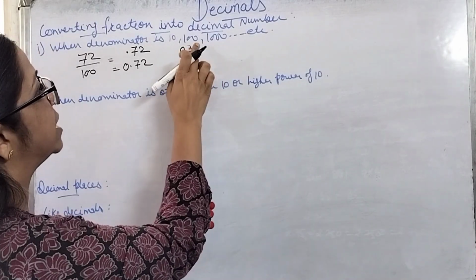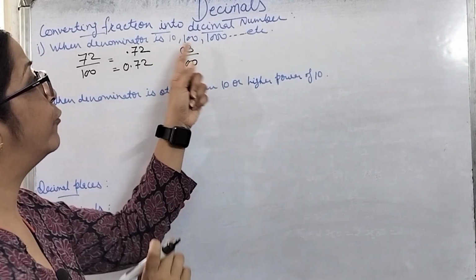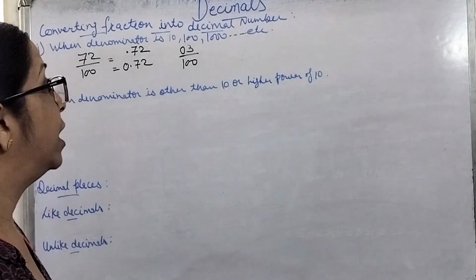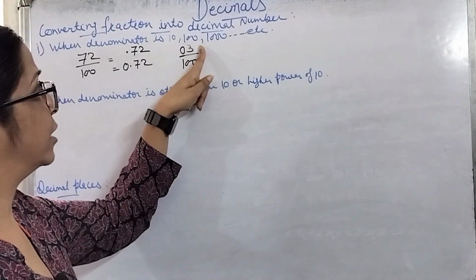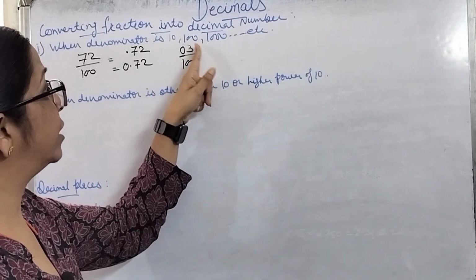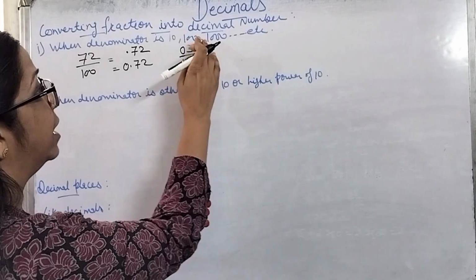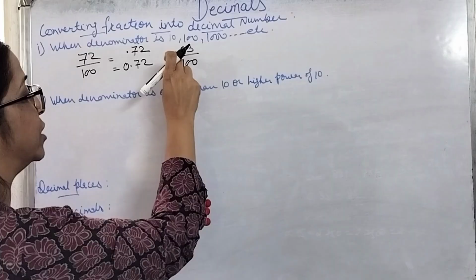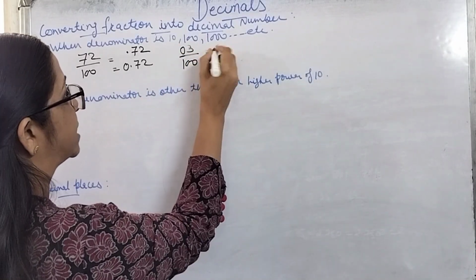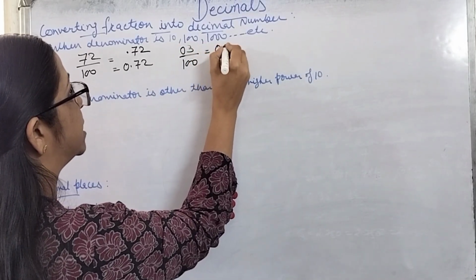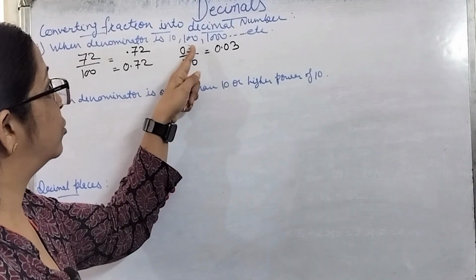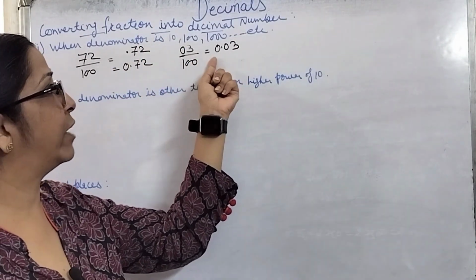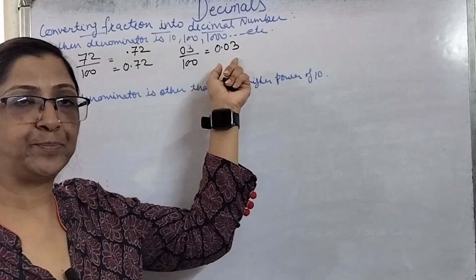So we will keep the 0 before 3, because 3 can be written as 03. Now there are 2 digits in the numerator, so from the right-hand side we count 2 digits. This is 1 digit, this is another digit. After 2 digits we place the decimal. So this can be written as 0.03. Because the integral part was 0, we have taken 0.03.